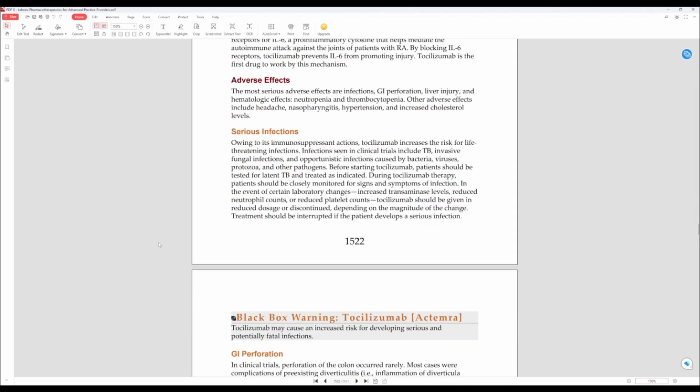Adverse effects. Well, the most serious adverse effects are GI perforation, liver injury, and hematologic effects, neutropenia and thrombocytopenia. Other adverse effects include headache, nasopharyngitis, hypertension, and increased cholesterol levels.